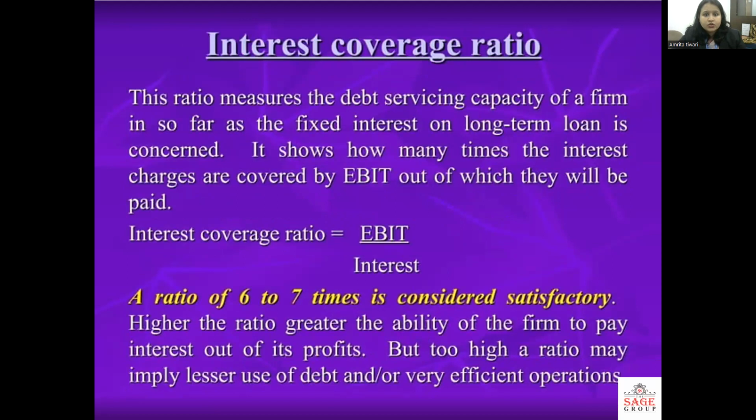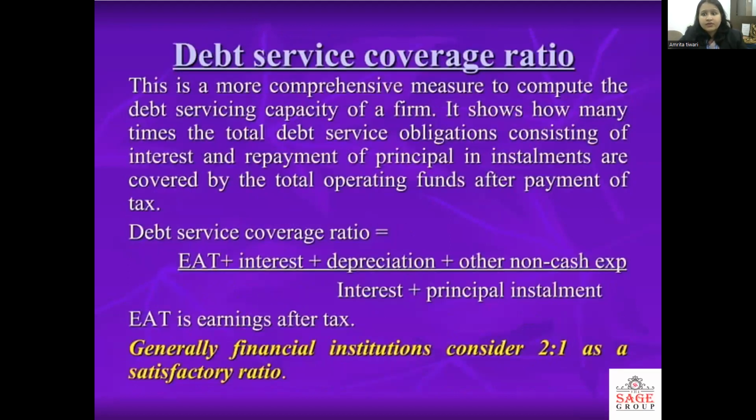Interest coverage ratio. This ratio measures the debt servicing capacity of the firm. So far as fixed interest on long-term loans is concerned, it shows how many times the interest charges are covered by EBIT, earnings before interest and tax, out of which they will be paid. Interest coverage ratio is EBIT upon interest. A ratio of 6 to 7 times is considered satisfactory, and the higher the ratio, the greater the ability of the firm to pay the interest. But too high a ratio may imply lesser use of debt or insufficient operations.